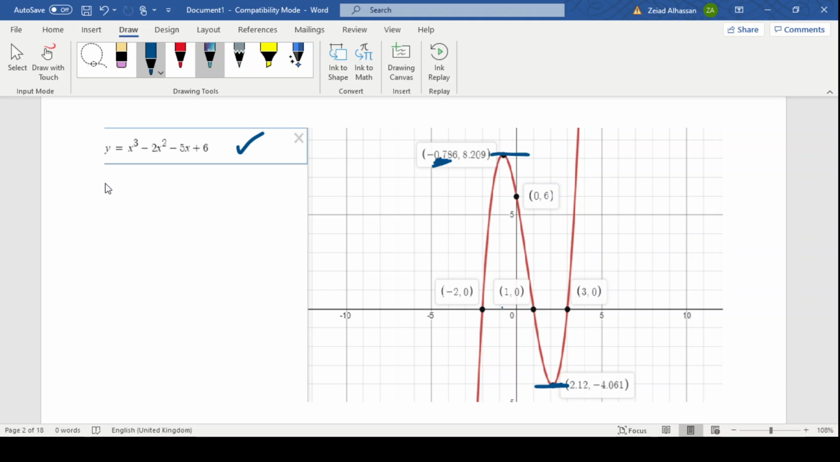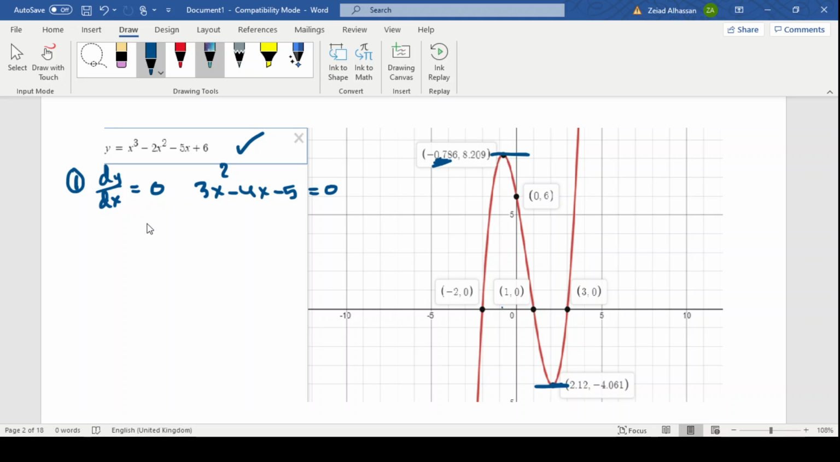So finding the increasing and decreasing intervals without seeing the graph, first of all, let's differentiate dy over dx, and let's equate this to 0. So we will get 3x squared minus 4x minus 5, and put this equals 0. Why is that? Because we need to find out those 2 points, those stationary points.